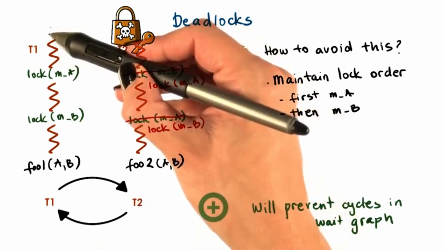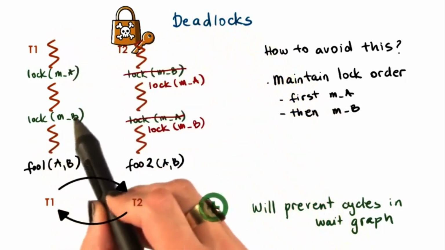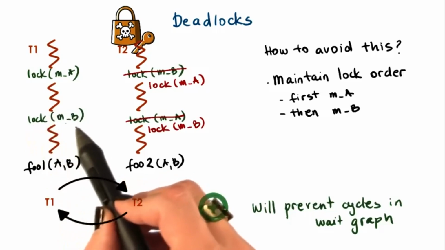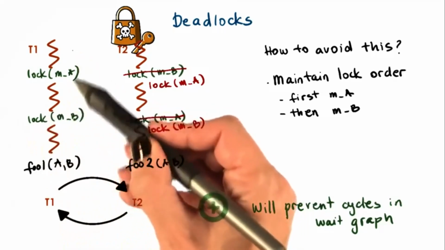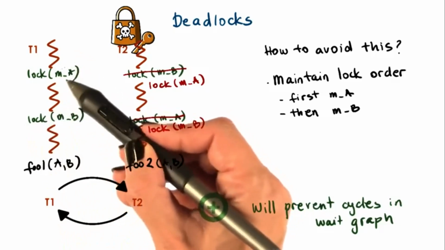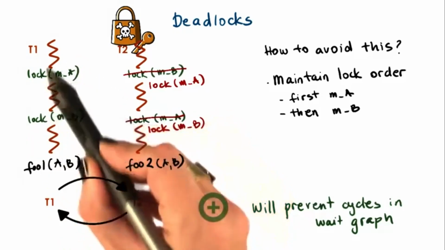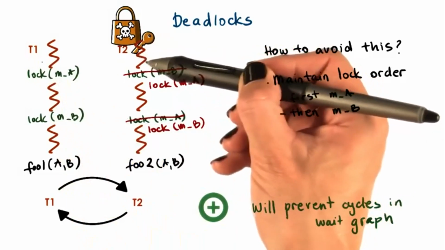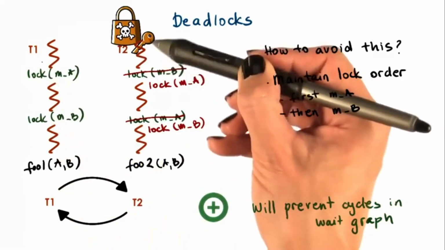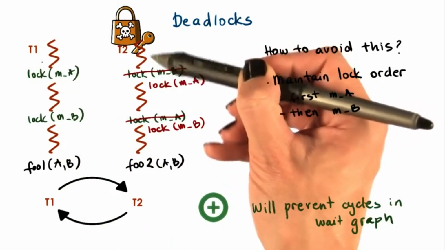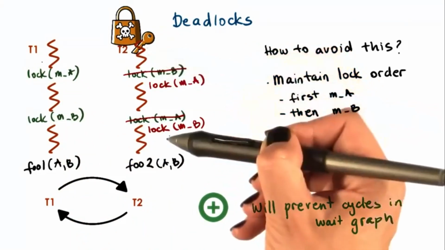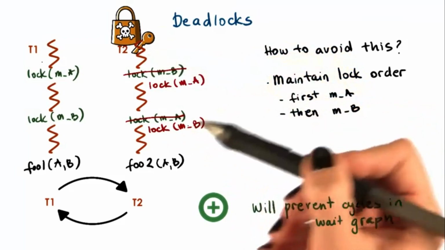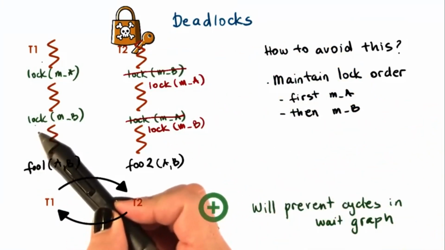So consider this. If thread 1 is waiting on the lock, is about to execute the operation lock M of B, it means it already has acquired the mutex M of A. If thread 1 already has this mutex, then thread 2 cannot have it. So thread 2 must be somewhere before this lock operation in its execution. That also means that thread 2 could not have acquired the M underscore B mutex. It doesn't have it, and therefore there's no cycle.